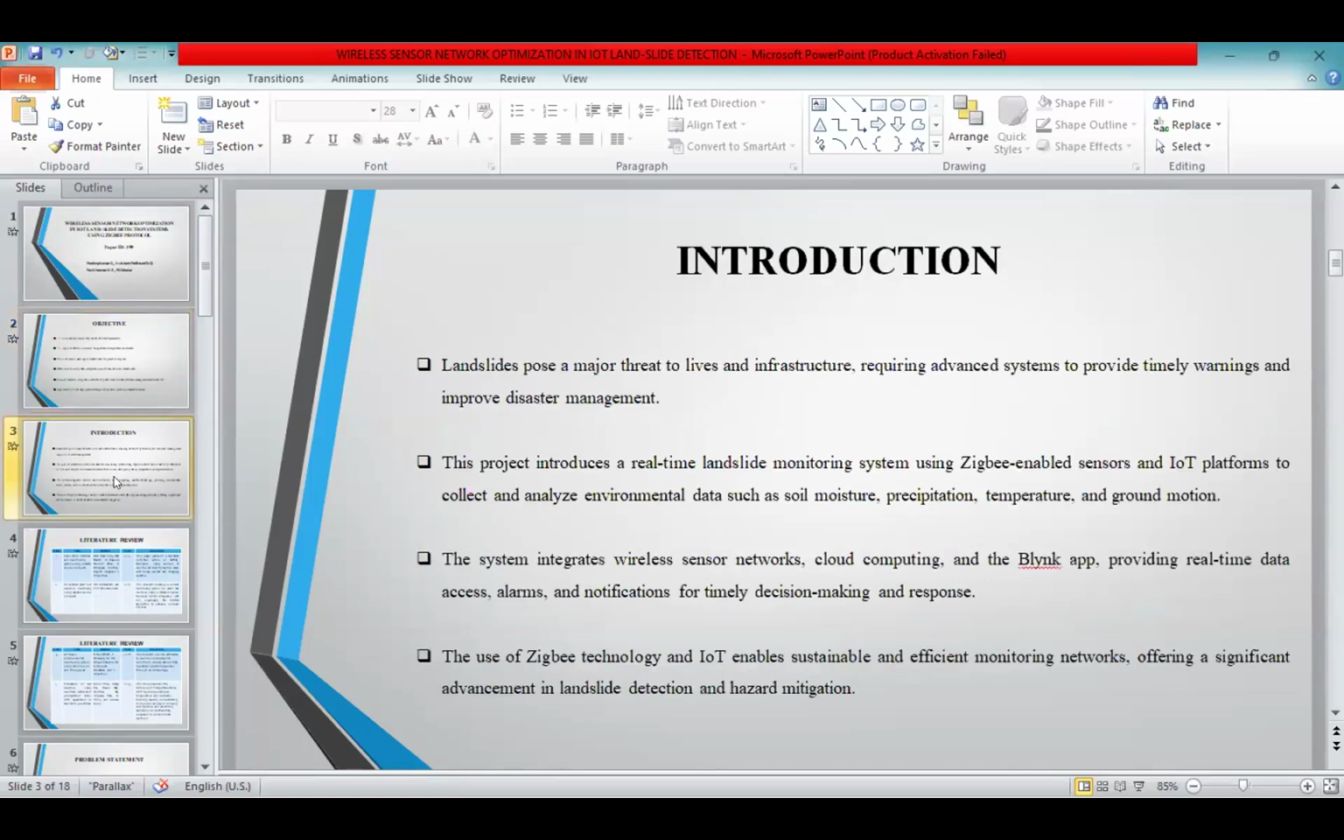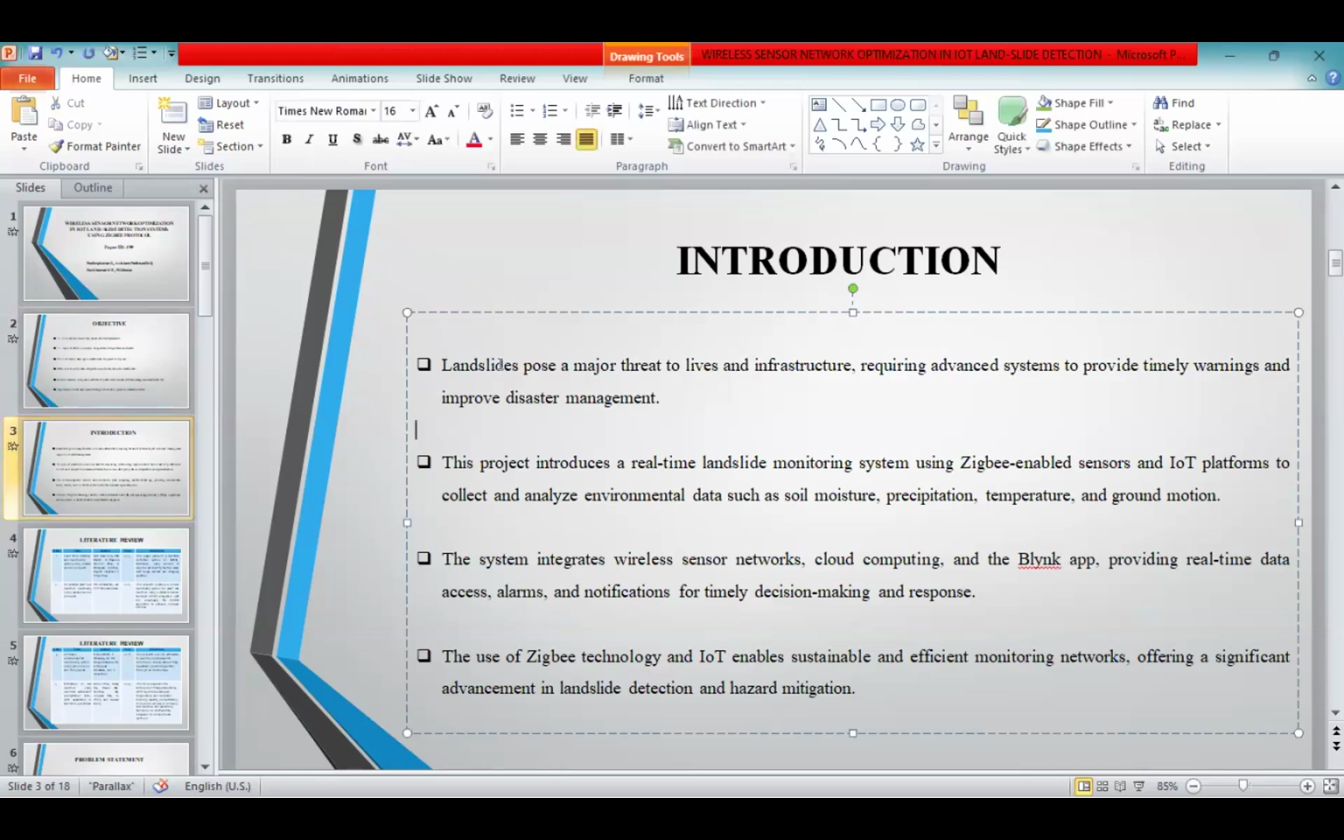Here is some of the introduction. Landslides pose a major threat to lives and infrastructure, requiring an advanced system to provide timely warning and improve disaster management. Here, for real-time landslide monitoring, the ZigBee-enabled IoT platform collects and analyzes environmental data such as soil moisture, precipitation, temperature, and ground motion.